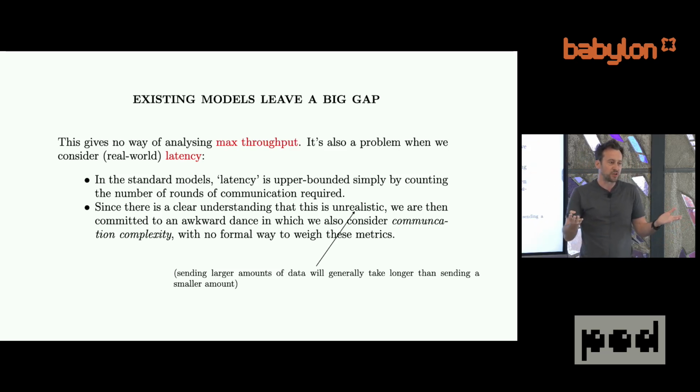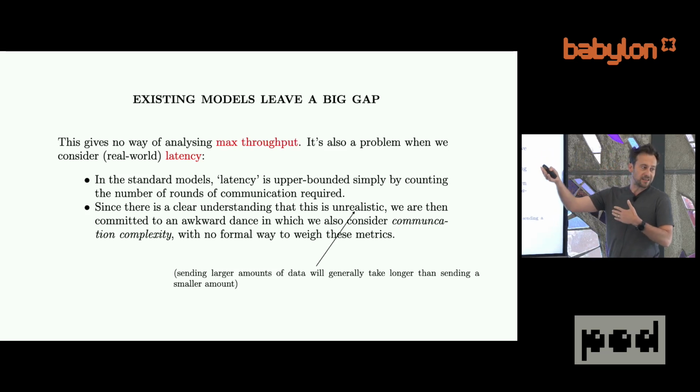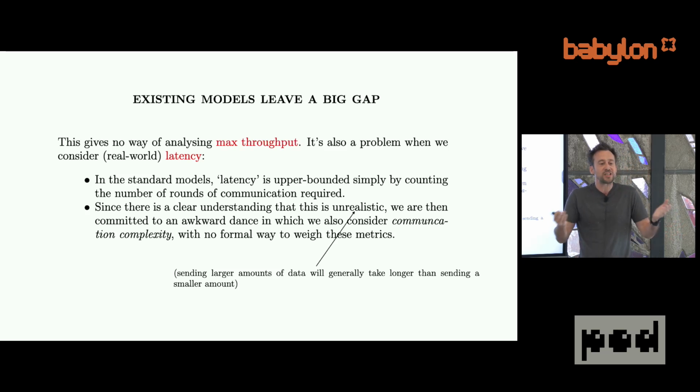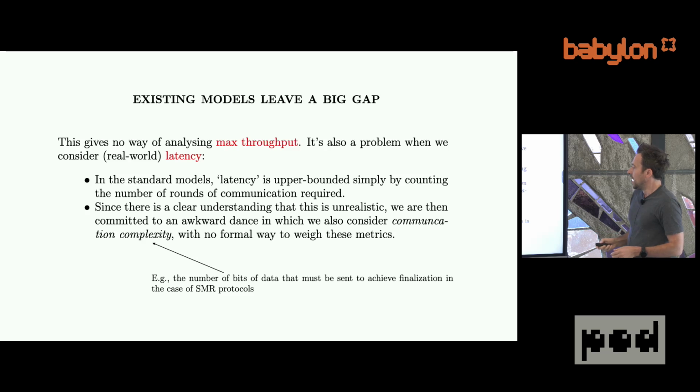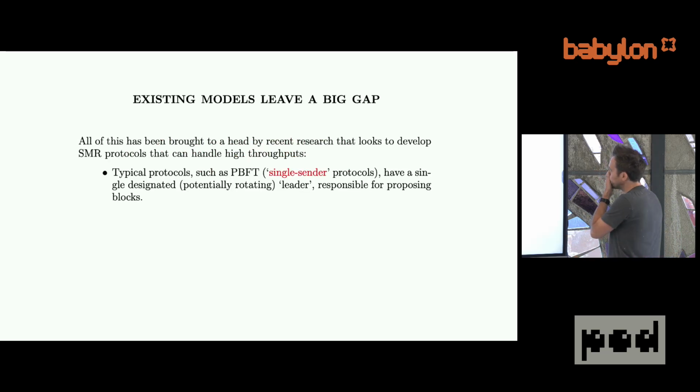So for example, consider HotStuff. Maybe it has a greater round latency but lower communication complexity than Tendermint, for example. Which actually has lower real latency? We don't know, according to the model. So this is all well understood. I'm not saying anything controversial here.